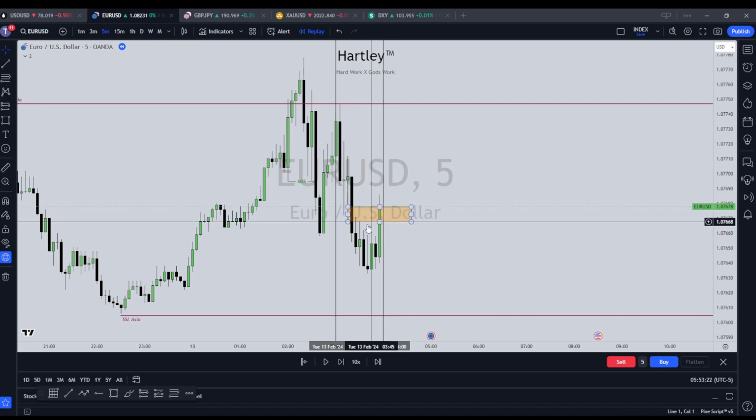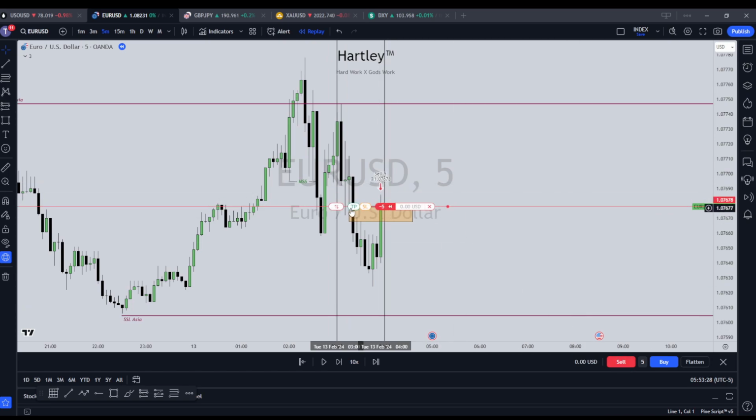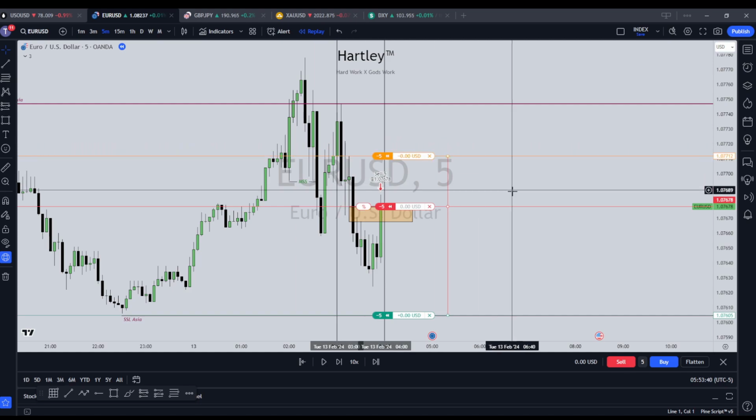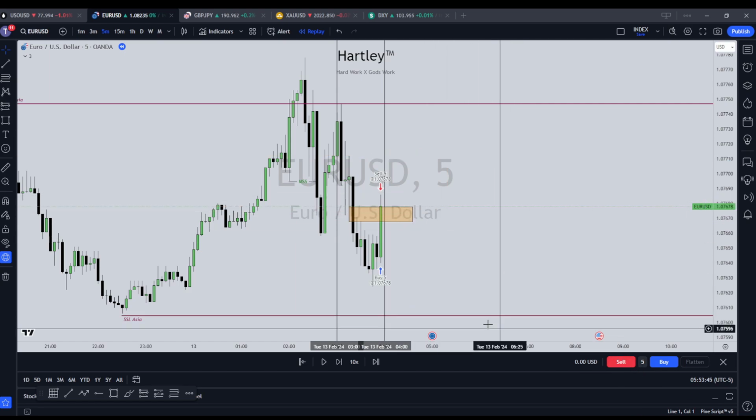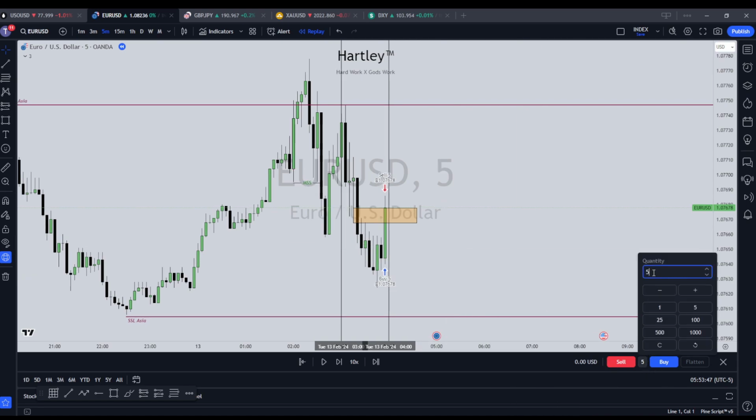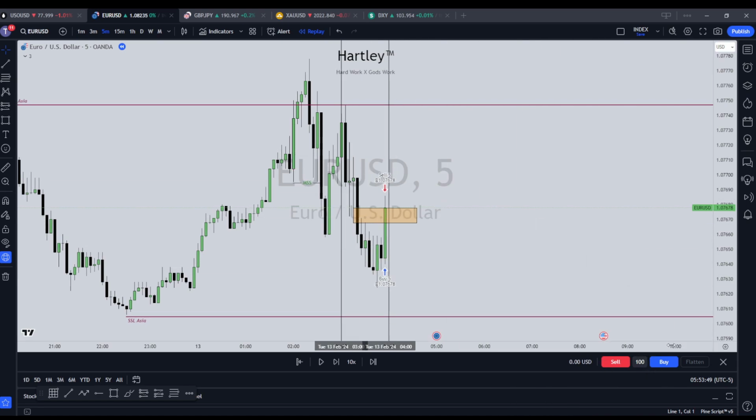For the sake of this, you could also look for the short. This will trade higher though. So if I sell here, my TP I'll set there. Stop loss could set it there. And then, actually wait, let's get rid of this. How much am I selling? Let's just do 100. Sell. TP is there, stop loss is there.